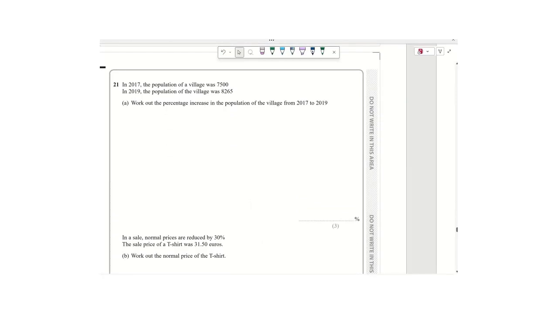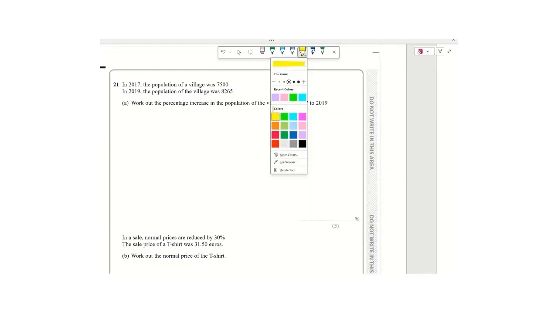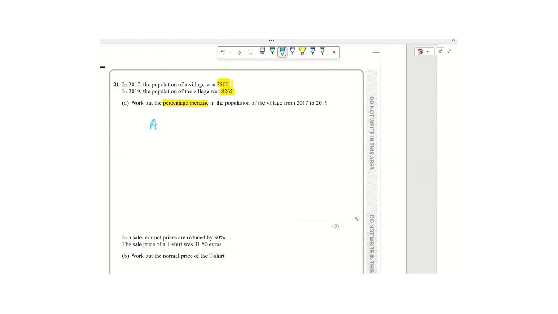Question 21. In 2017, the population of a village was 7,500, and in 2019, the population was 8,265. The percentage increase is what we're asked to find. Percentage increase. So we looked at these the other day. The actual increase is how much it's gone up by. So it's gone up by the difference.